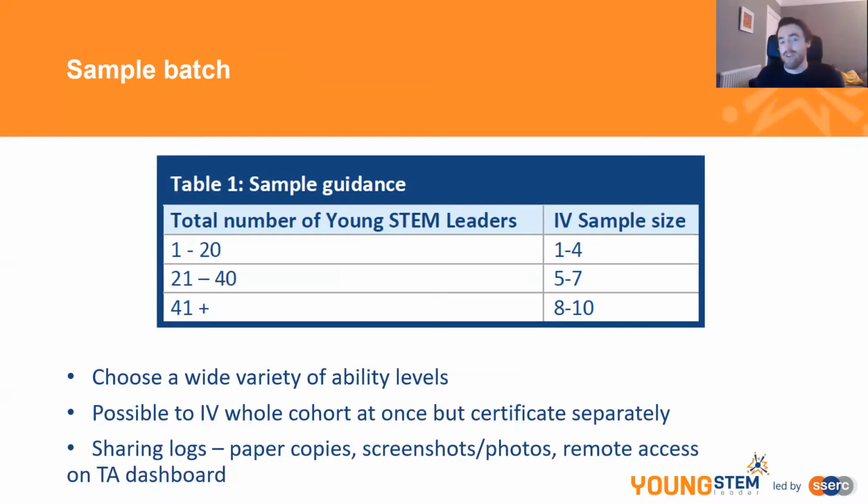We encourage tutor assessors to choose a wide variety of ability levels within that sample batch cohort. So, you're going to choose your high and your low ability young STEM leaders to give a true representative example of what your cohort looks like.